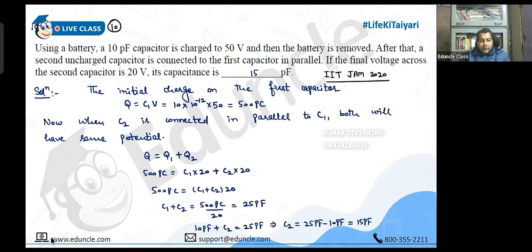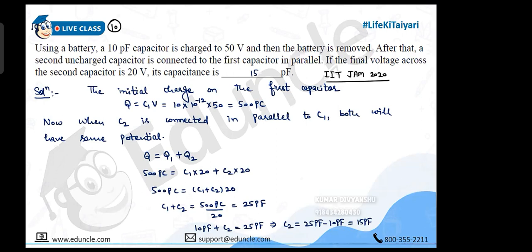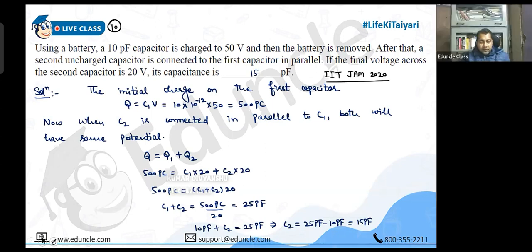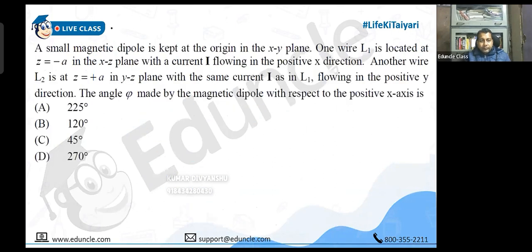Here is the answer. Please check, everyone. Is it clear? Please tell. Yes, sir. Simple funda: voltage in parallel is the same and charges are different. Now based on magnetostatics.